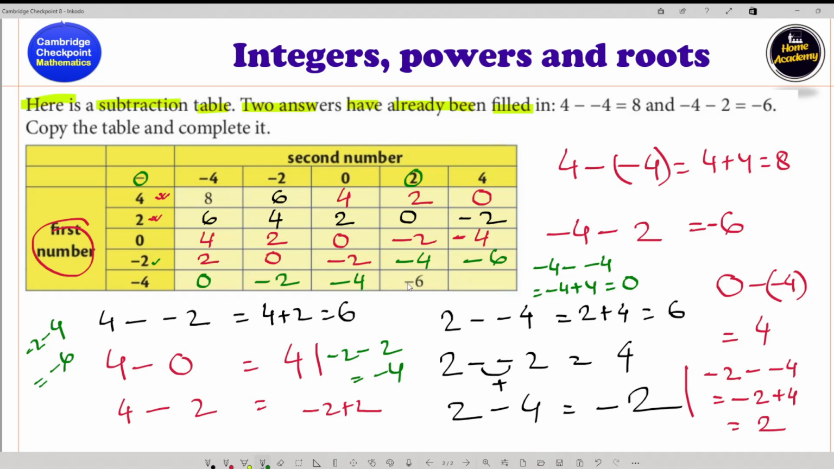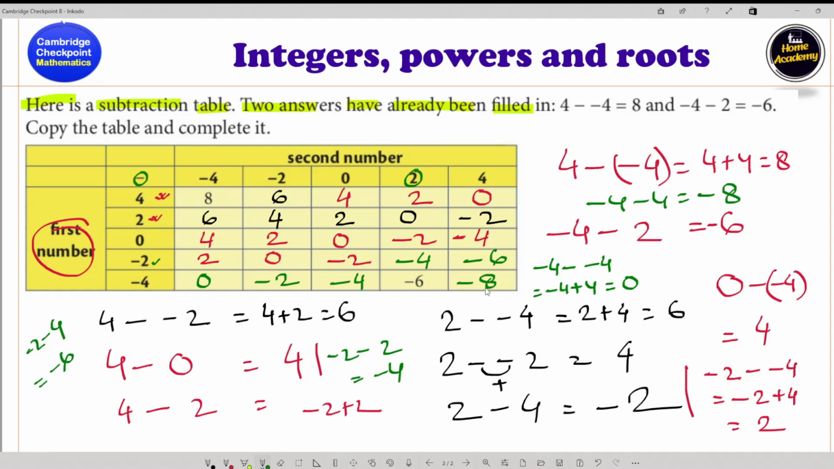And this one we already did. We can solve again. Here is minus 4, then minus 2. Minus 4 and minus 2 is minus 6. And finally, minus 4, then minus, then this 4. So minus 4 minus 4 is minus 8. And this is our minus 8.